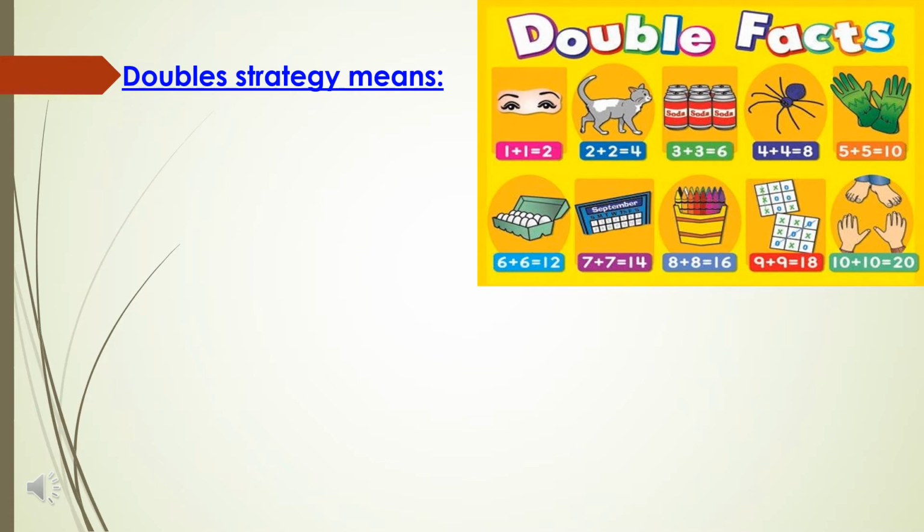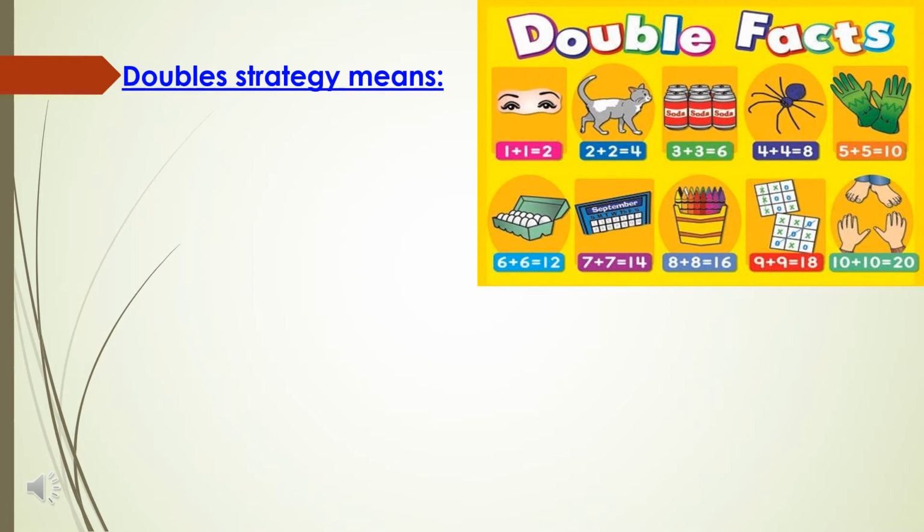Now, from this chart, can we find the meaning of doubles strategy? Yes, we are here adding similar numbers. So, doubles means adding two similar numbers, so it helps to solve quickly without fingers. Don't forget, you need to memorize these facts very well.